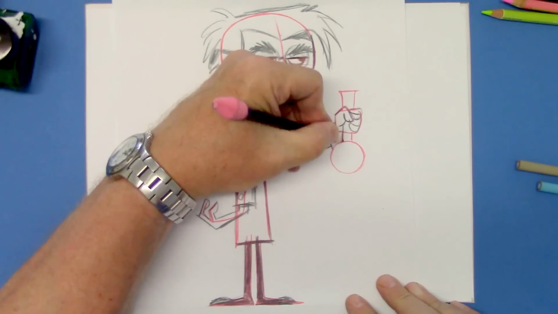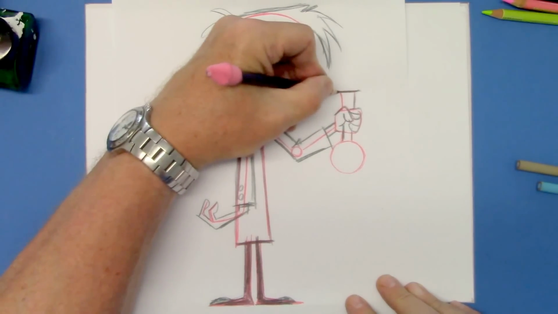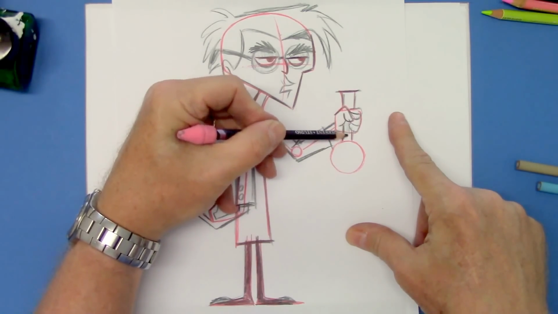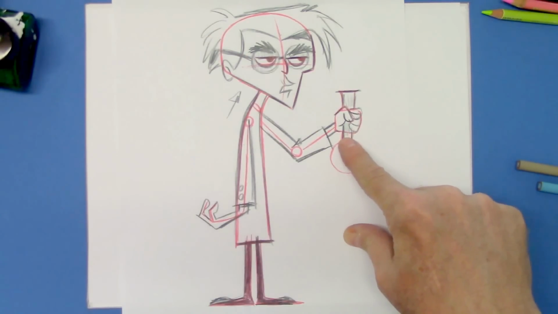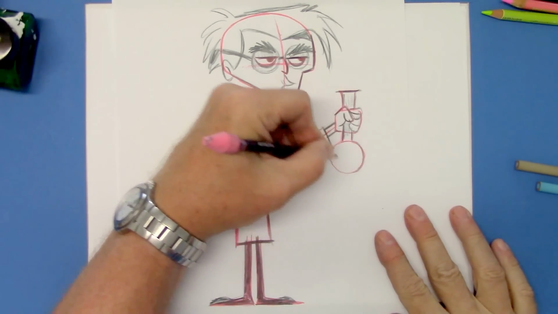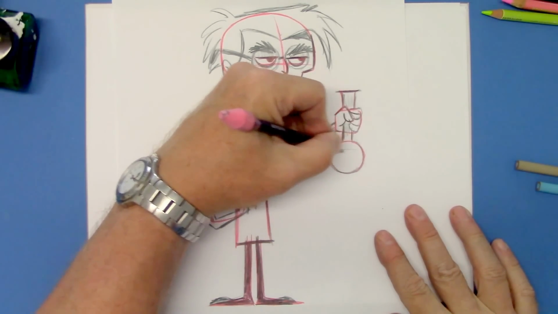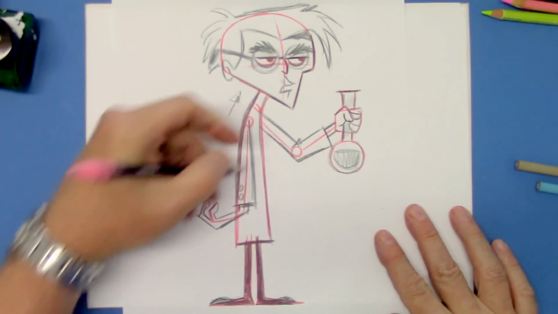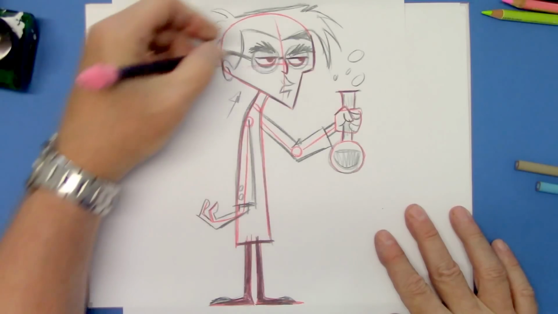Like so. Now you'll notice when someone's holding something thick, their fingers don't close on it. See how his fingers are sort of open? Otherwise it makes it look too narrow. And here's his test tube with whatever strange liquid is in there. A couple of bubbles coming up.